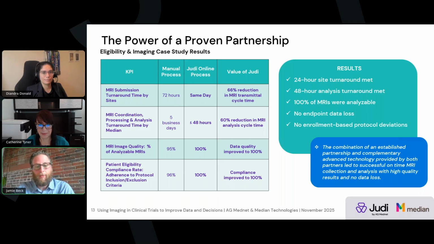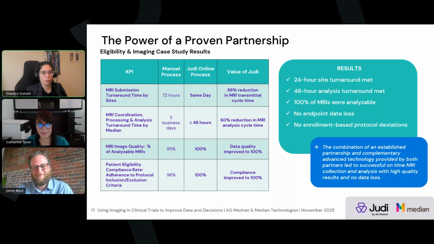We're very pleased to report that by implementing all of the items as we've discussed on the prior slide, we enabled our organizations to implement a process that fully optimized the imaging workflow and delivered a high performance result across the entire process. The tight turnaround times for site submissions and core lab analysis were met, significantly reducing standard industry timelines. There was no data loss.